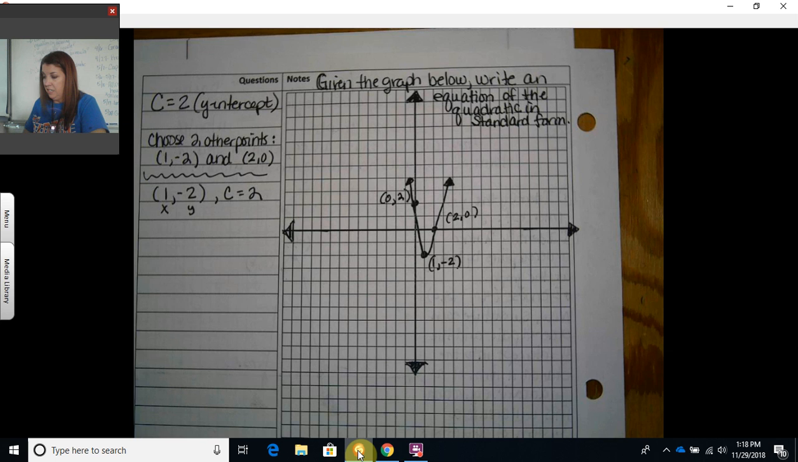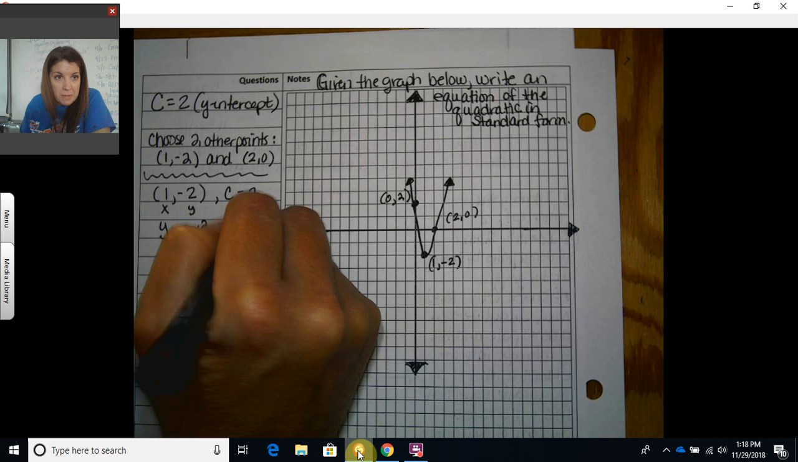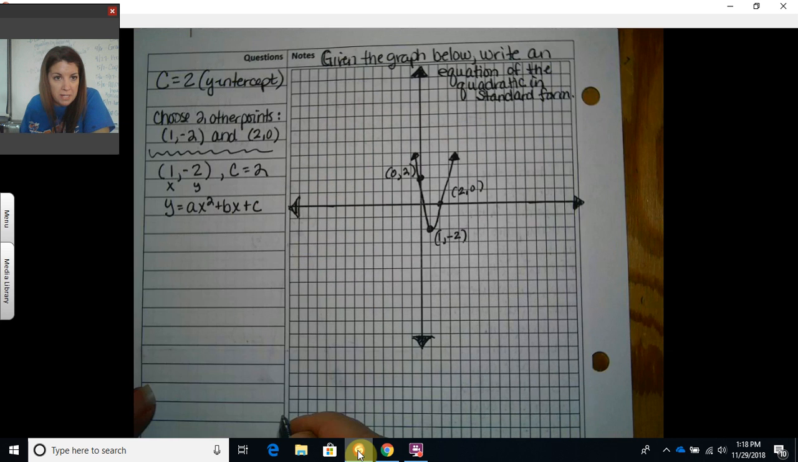So I'll write my equation in standard form, so I have it right there in front of me, and then I'll substitute in a 1 for x, a negative 2 for y, and a 2 for c, and that leaves me with a and b that I don't know. When I do it in the other equation, I'm going to have a and b that I don't know. I'll create a system to find a and b.